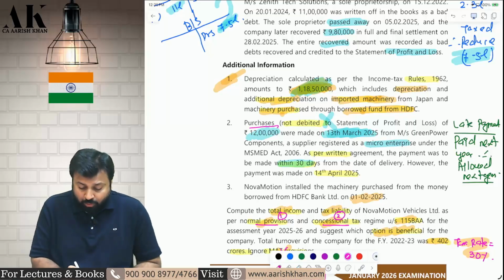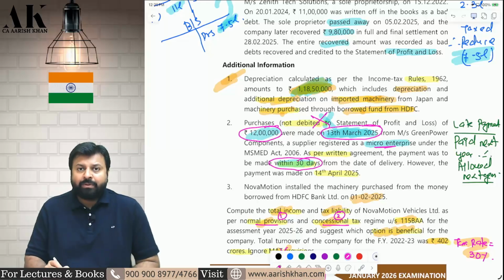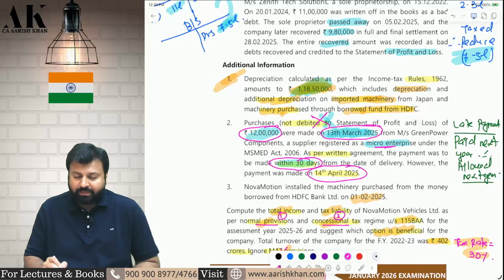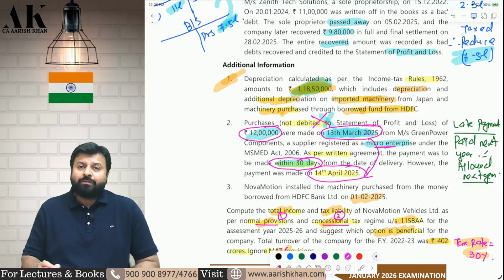So again, I am saying, 12 lakh goods you have purchased, not debited to P&L, on 13th March from a micro enterprise, and you have made an agreement that I will make the payment within 30 days. Now you made the payment after 30 days. Check. From 13th March to 14th April, it is after 30 days. Now, because you have made the payment after 30 days, you will get the deduction on payment basis.